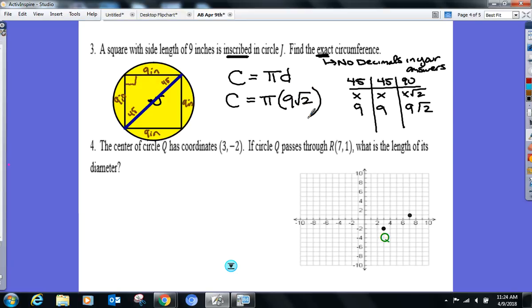And remember, exact, no decimals in your answers, so guess what? That's how we're going to leave it. I'm not going to multiply 9 radical 2 times pi on my calculator because that'll give me decimals. So I'm just going to clean it up, very minor cleanup here, just to make sure the pi goes last. And I'm still missing units. What was our units here? Inches.